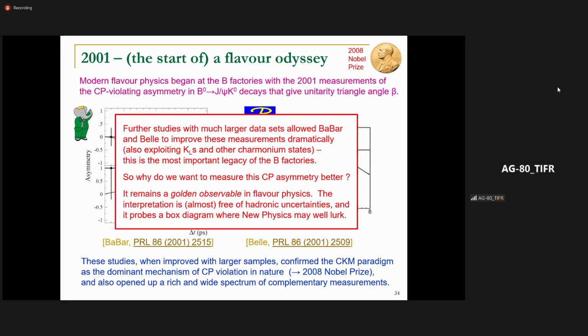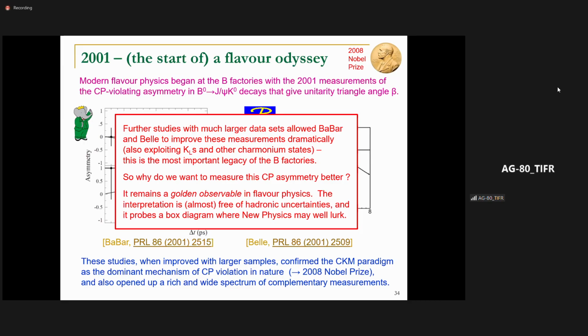With that, it was possible to get some handle on what the value of beta was, and you could then look at the CKM triangle, the unitarity triangle, and say, is this what I expect beta to be if I compare it with the other parameters of the triangle? And the answer was yes. So this was a very satisfying confirmation of the CKM paradigm. The 2008 Nobel Prize was then awarded to Kobayashi and Maskawa, this being the experimental demonstration that their paradigm was correct, at least to first order.